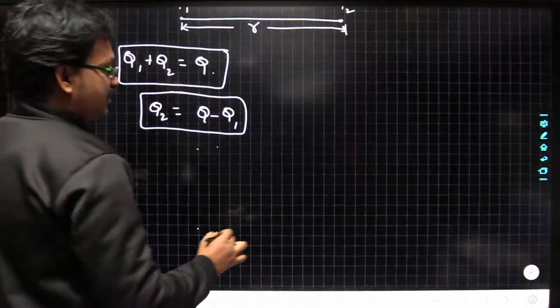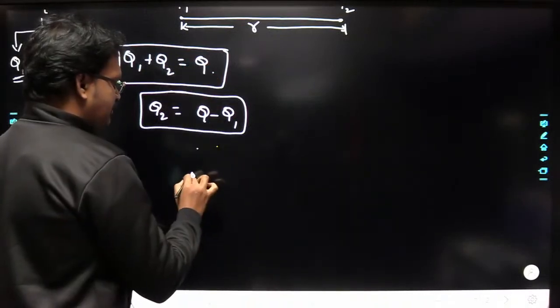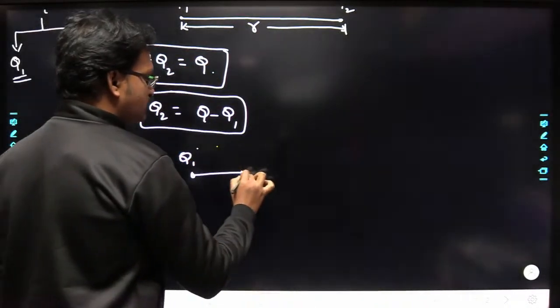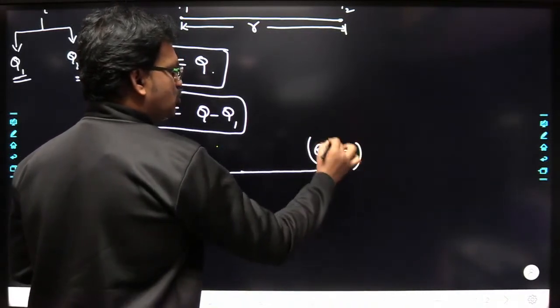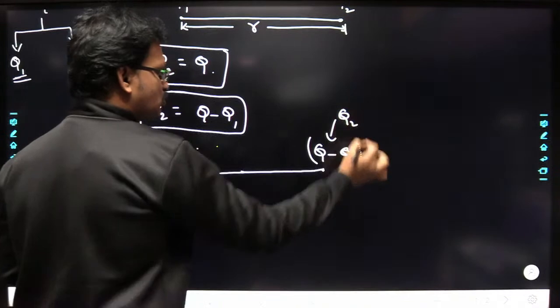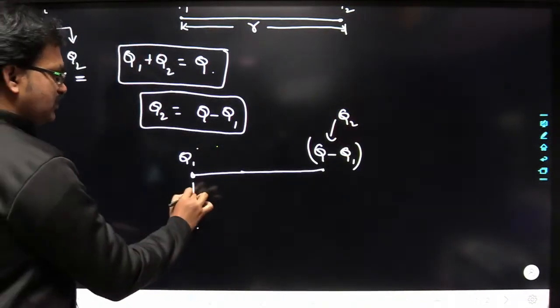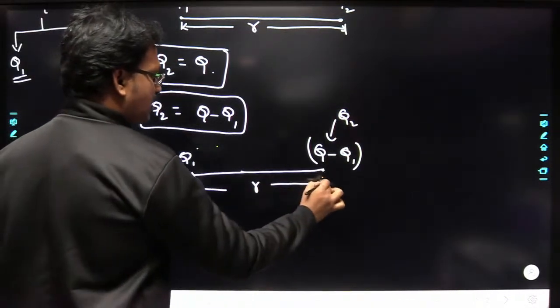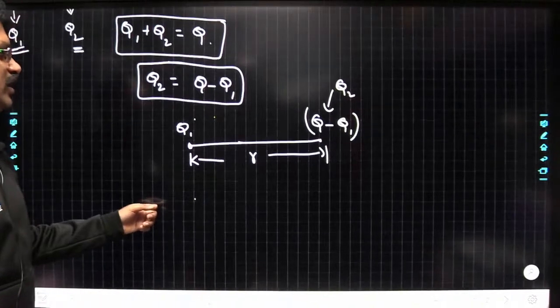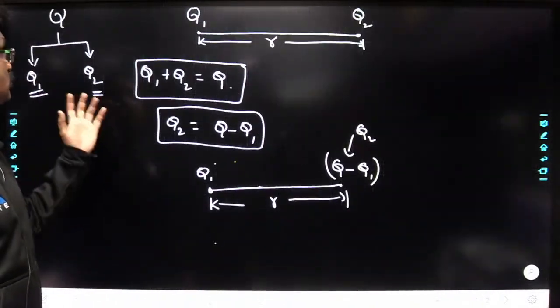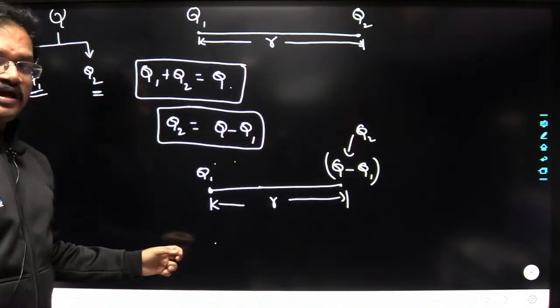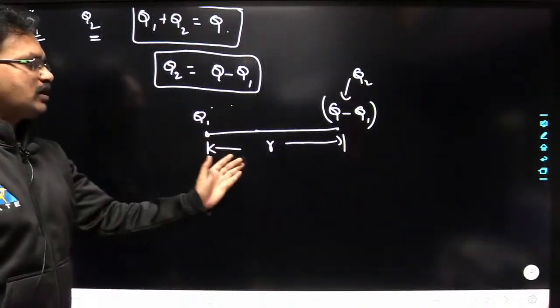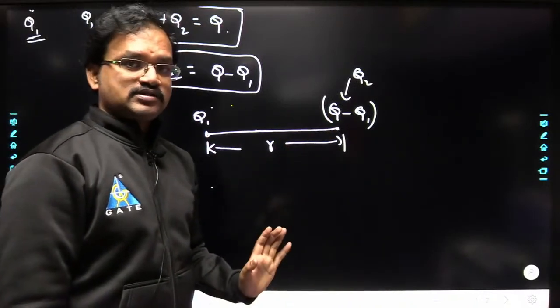So in place of Q2 I am replacing with Q minus Q1. This is nothing but the Q2 value, and the distance between them is, let us say, r. They are asking in what ratio you have to split this charge Q into Q1 and Q2 such that the force between Q1 and Q2 must be maximum. That means the force between Q1 and Q minus Q1 must be maximum, right?